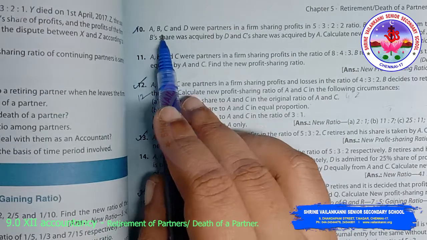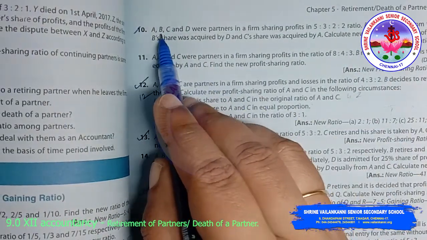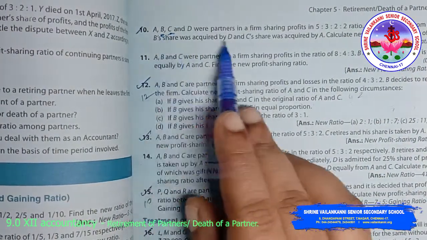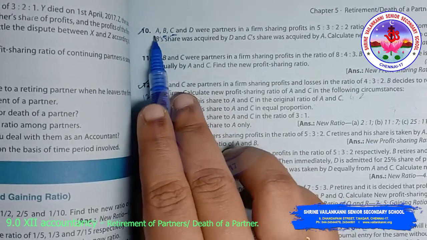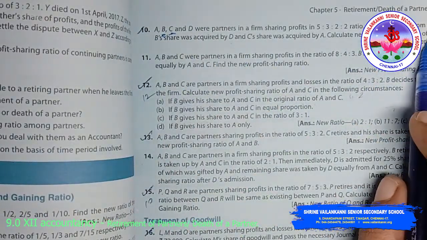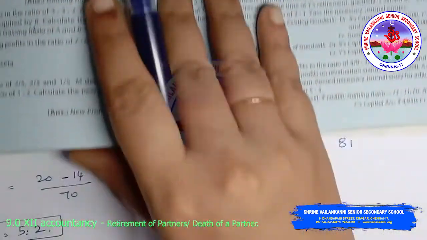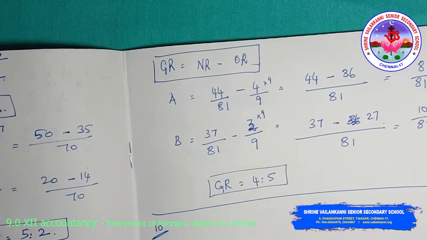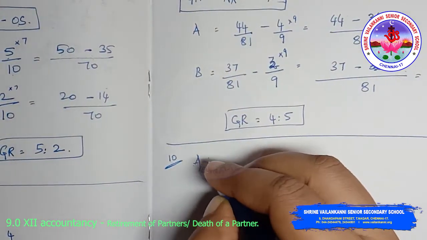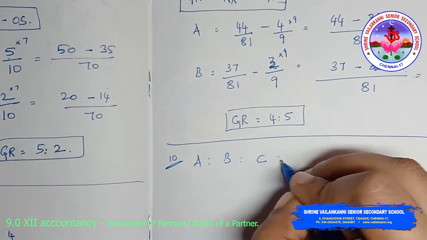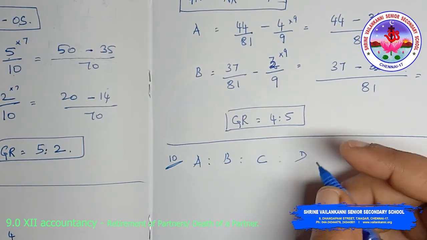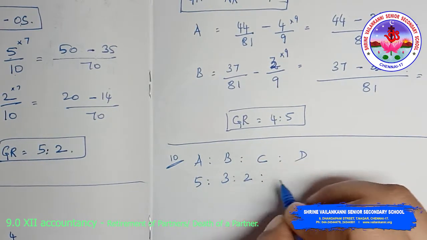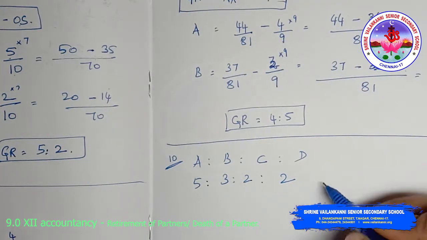So there are two partners retiring, B and C. B's share is acquired by D and C's share is acquired by A. Calculate the new profit sharing ratio of A and D. Now this is the question. So what is the old ratio? Old ratio of A, B, C and D is 5:3:2:2.